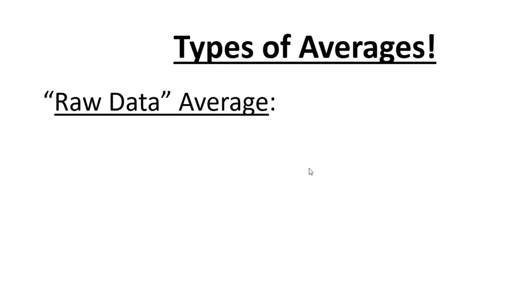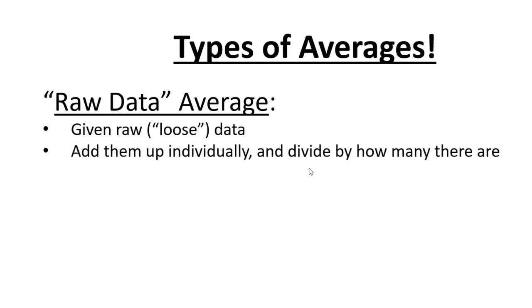A raw data average is pretty straightforward. All you do is you have a bunch of data, you add up all the values of that data, and then divide by how many there are. It's the average you've probably been doing since you were knee-high to a grasshopper. That's a raw data average.